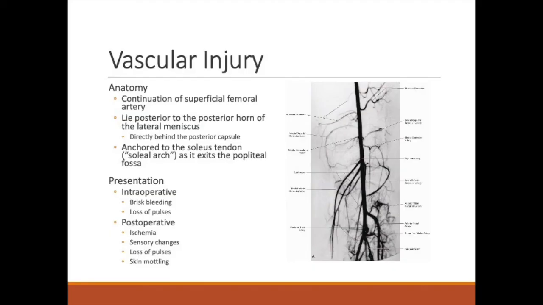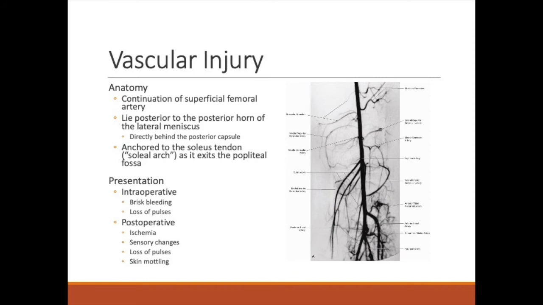Anatomy is that the popliteal vessels are a continuation of the superficial femoral artery. They lie posterior to the posterior horn of the lateral meniscus, directly behind the posterior capsule. They're anchored to the soleus tendon at the soleal arch as it exits the popliteal fossa.